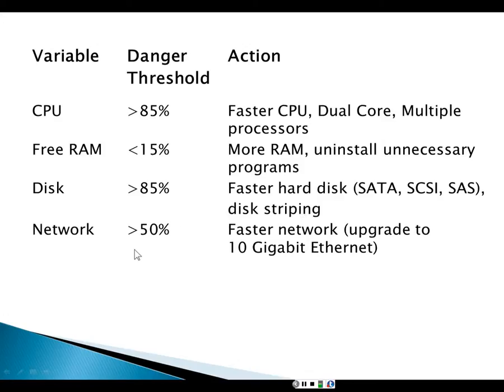And if network utilization is high, the danger threshold for network utilization is when it starts to get above 50%, that is when we start to worry. And if network utilization is high, then you might want to get a faster network. That is, upgrade from 1 gigabit Ethernet to 10 gigabit Ethernet. Or you could get a second network interface card and implement NIC teaming, and that would take you from 1 gigabit to 2 gigabits of throughput.